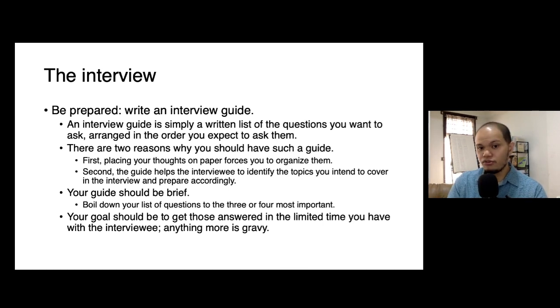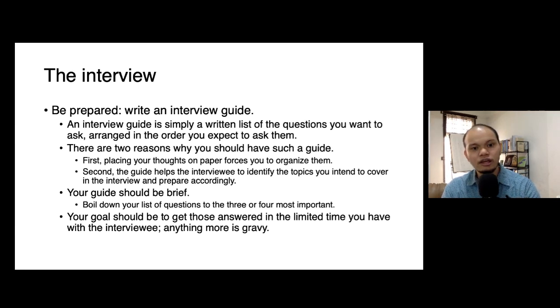Now, there are two reasons why you should have a guide. Well, placing your thoughts on paper forces you to organize them. You don't just come into an interview with no guide, hoping that divine inspiration will make you ask the right questions. It doesn't happen that way. Maybe, if you're lucky enough, you might be able to ask the questions off the cuff, but it's not always the case. That's not going to be consistent. It's good to have things organized, and having an interview guide ensures that level of organization.